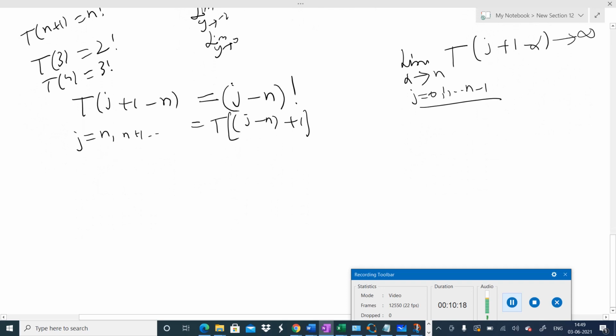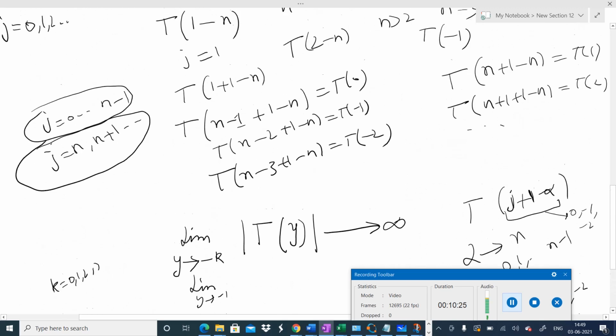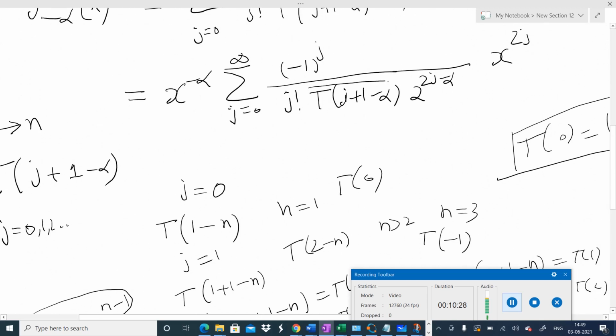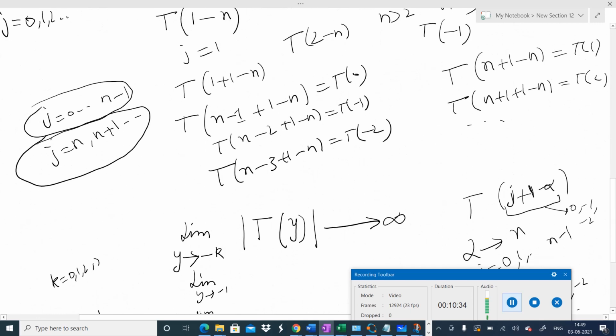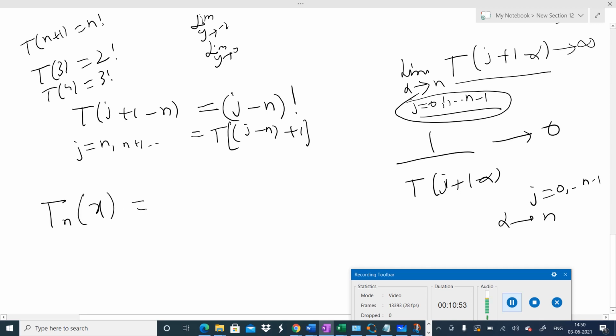So hence we can then write, so for j equal to 0 to n minus 1, when gamma function tends to infinity, look at this. So when this term tends to infinity, it means the coefficient of x to the power 2j, this is 1 by gamma function, will tend to 0, right? So 1 over gamma of j plus 1 minus alpha tends to 0 for j equal to 0 to n minus 1 and alpha tending to n. So we can then write the gamma function as J n of x, in fact J minus n of x equal to, so I will now start summation from j equal to n to infinity.